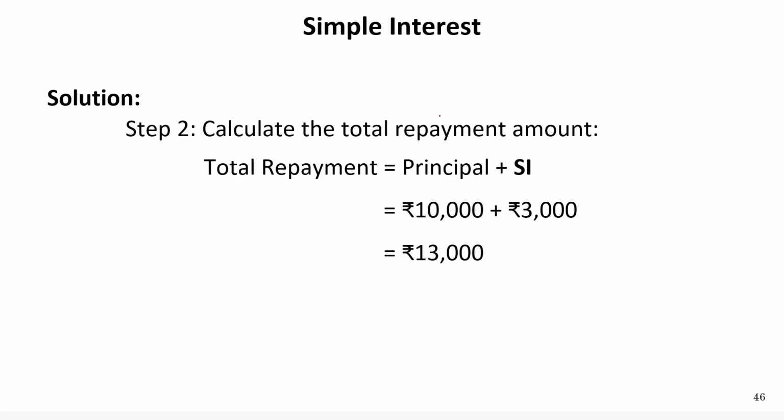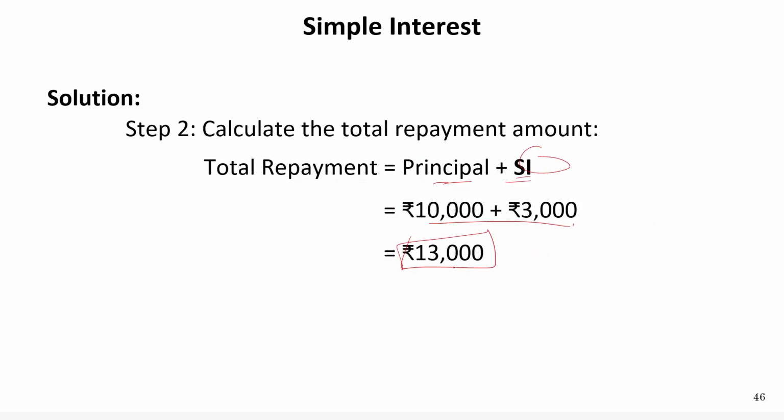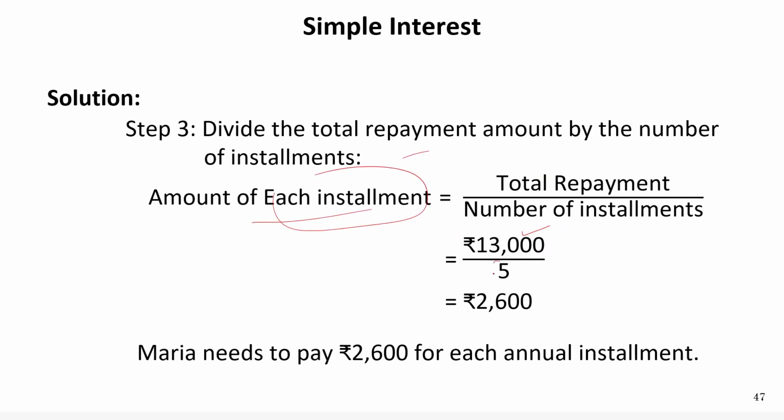Okay. So calculate the total repayment amount. So total repayment is equal to principal plus SI is equal to 10,000 plus 3,000 is equal to 13,000. So dividing total repayment amount by number of installments to get the amount of each installment. So total repayment is what we have calculated, 13,000, right? So 13,000 by 5 is equal to 2,600. So 2,600 is the amount of each annual installment that needs to be paid. So Maria needs to pay 2,600 for each annual installment.